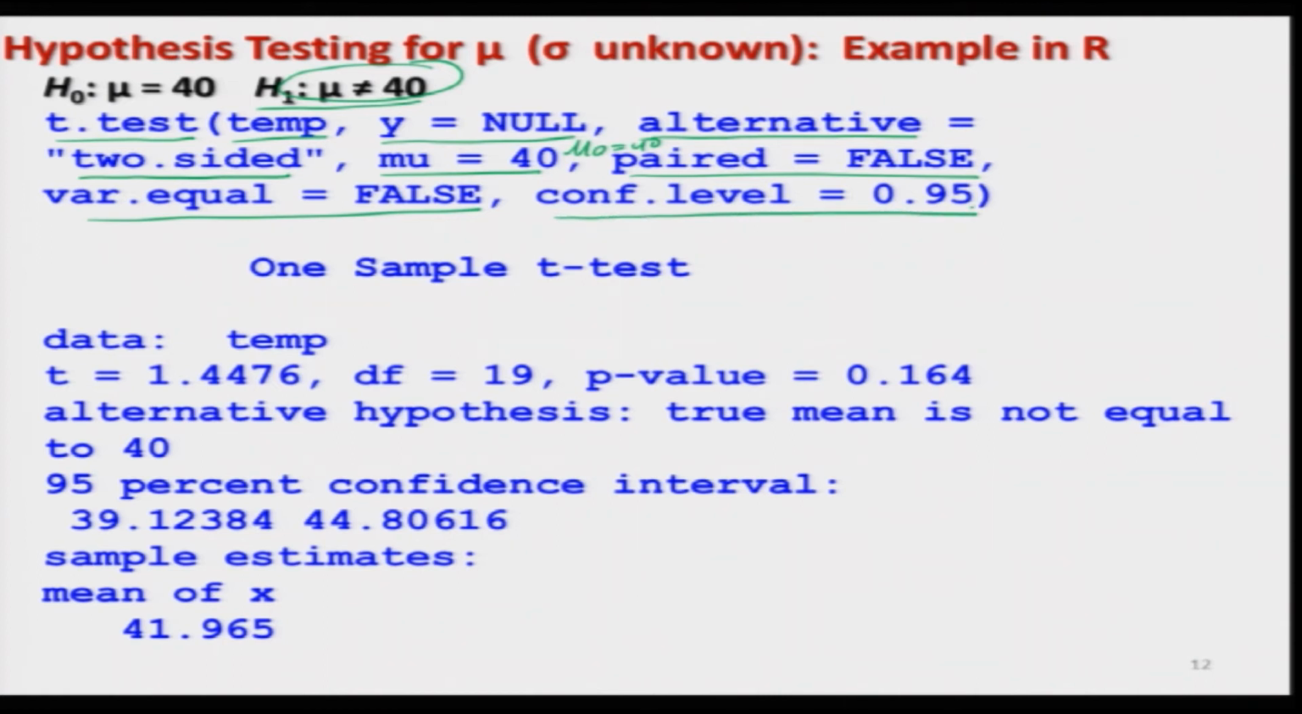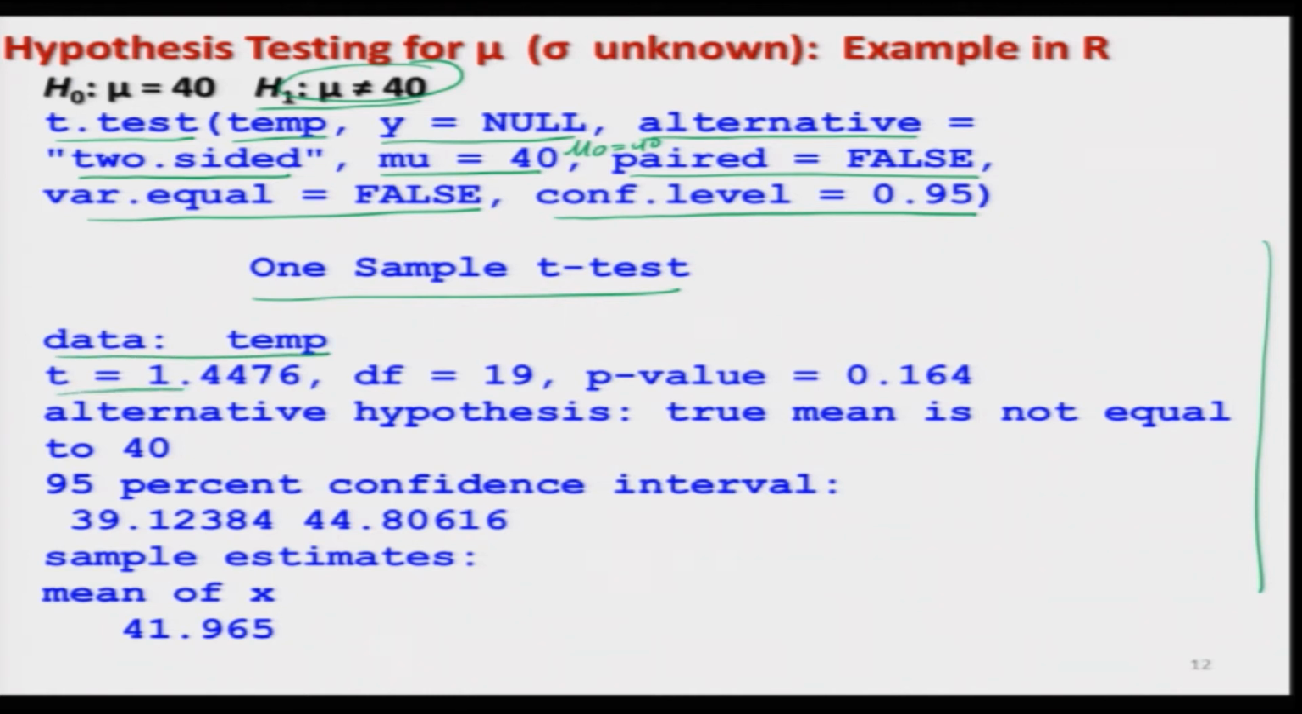And if you try to see here, this is the outcome that you will get in the R console. So now you have to understand what this software is trying to explain to you. The first line here is the name of the test, which is one sample t test, and then what data you have used, that is temp.